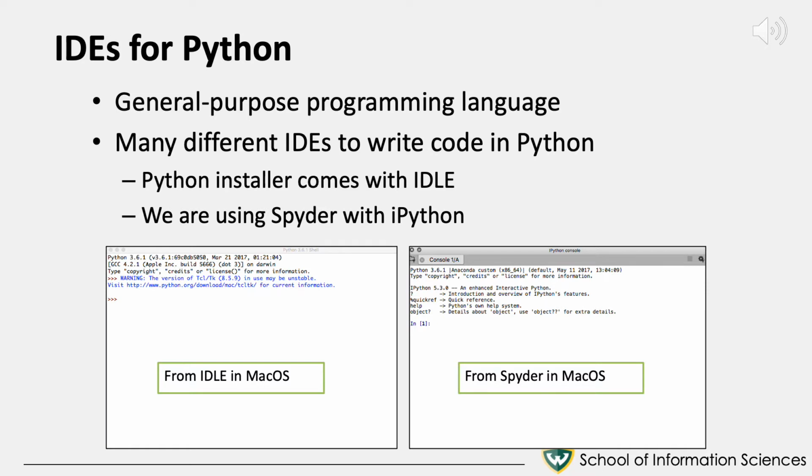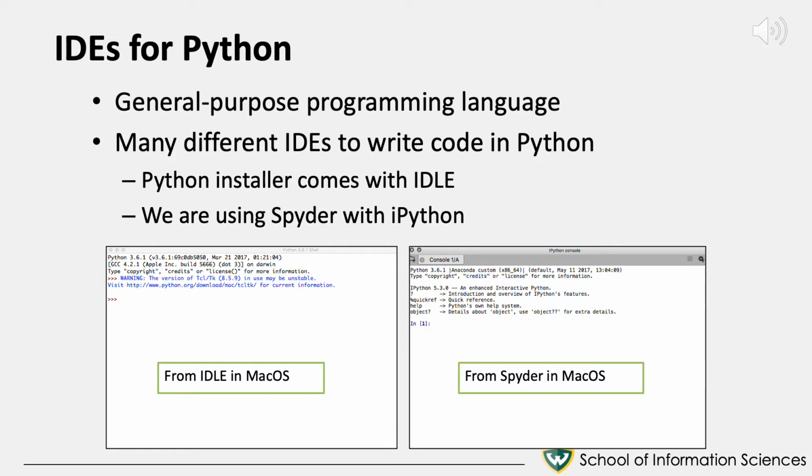Well, it's a general purpose programming language. There are many different IDEs to write code in Python. If you were to install Python by itself from the installer online, it comes with an IDE called IDLE, and on the left screenshot you will see a view from IDLE in macOS. So you get the standard prompt with the 3 greater than symbols, and this tells you that Python's ready to go and you can start writing code.